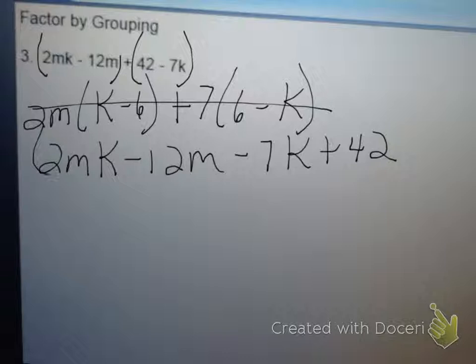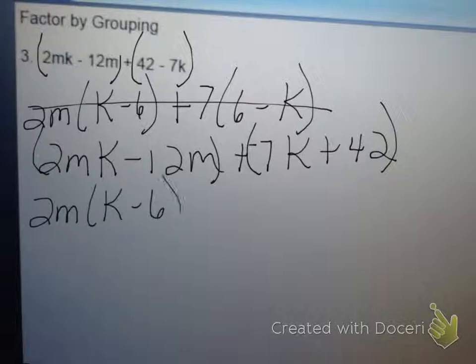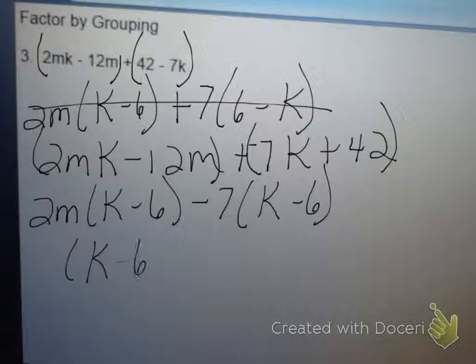Now I'm going to factor by grouping. Factor out a 2m, and I get k minus 6. And then I'm going to factor out a negative 7, and I get k minus 6. Now I get k minus 6 times 2m minus 7.